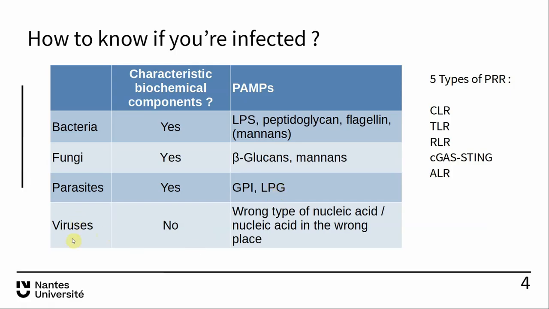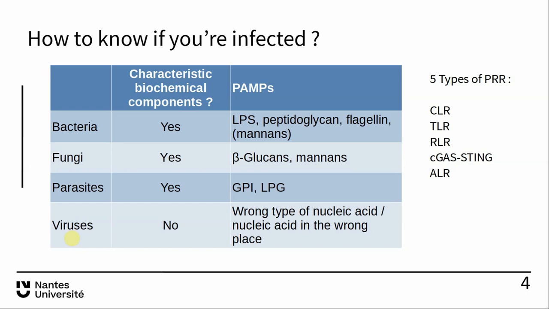Now for viruses, viruses are produced by our own cells. So there's no biochemical difference between a protein in a viral capsid and a protein that's part of our own cells. So there's no real PRR and no real PAMP. Sorry. So what tends to be detected by the pattern recognition receptors that detect viruses is when you've got the wrong type of nucleic acid in the wrong place in the cell.